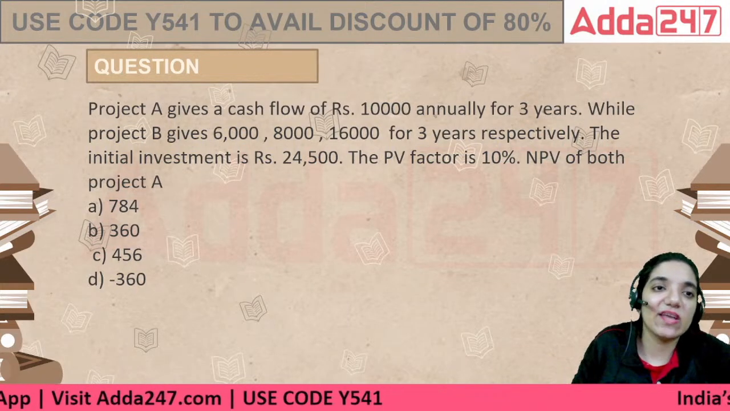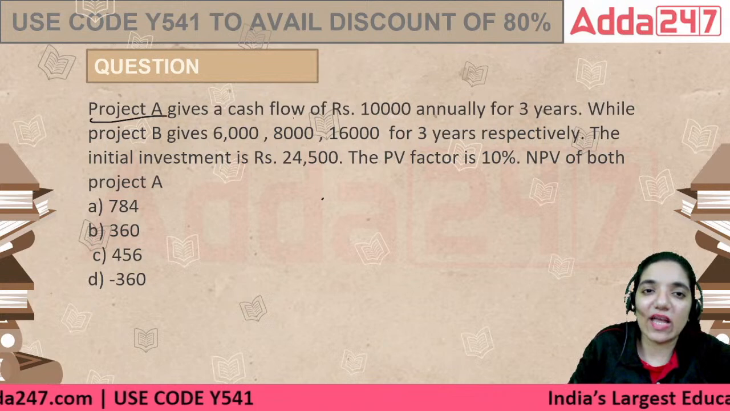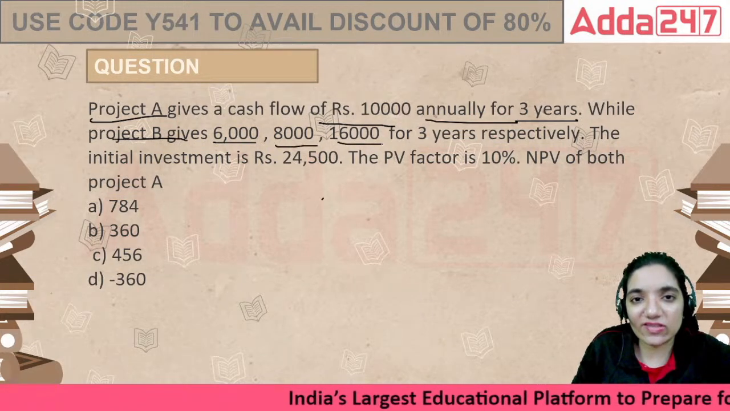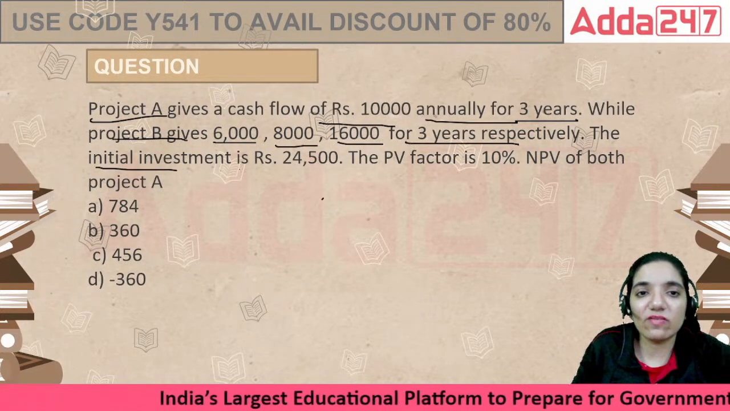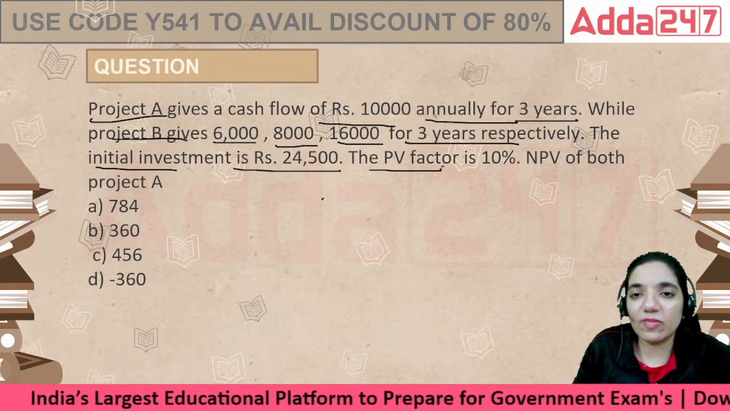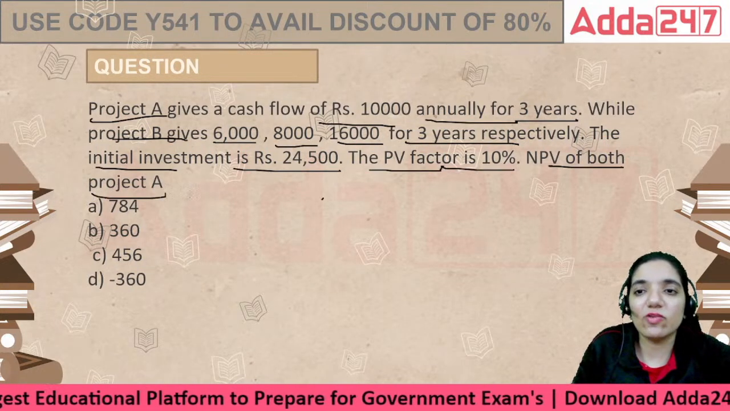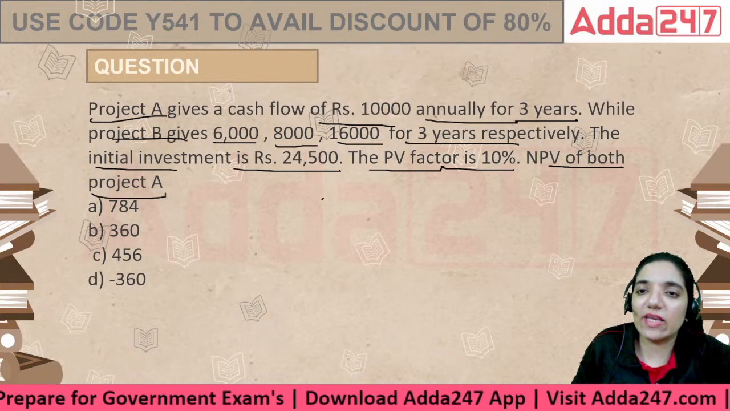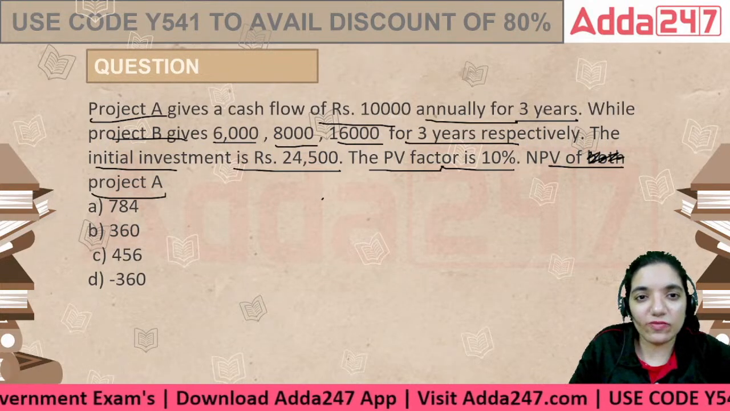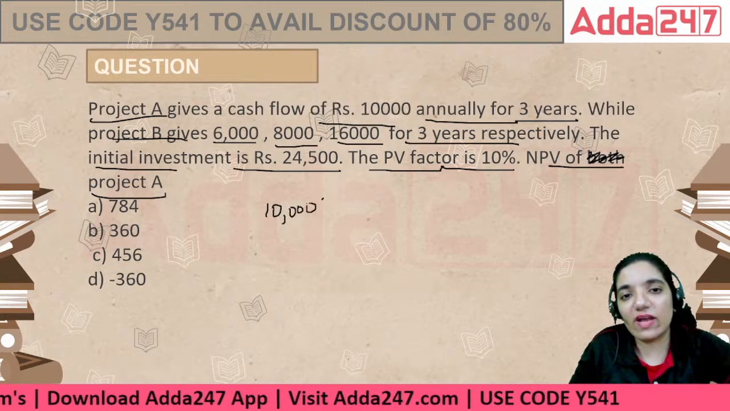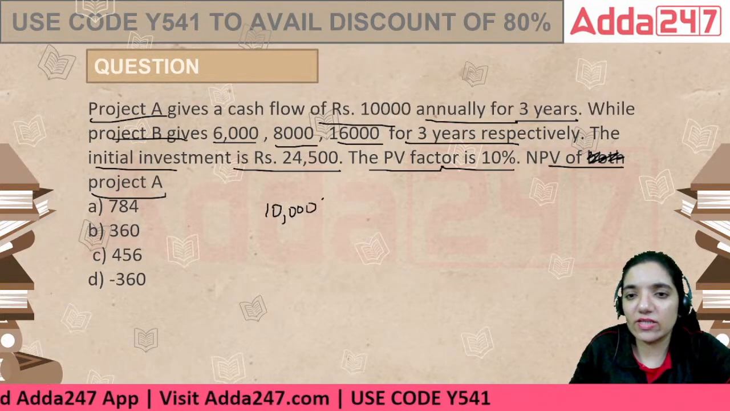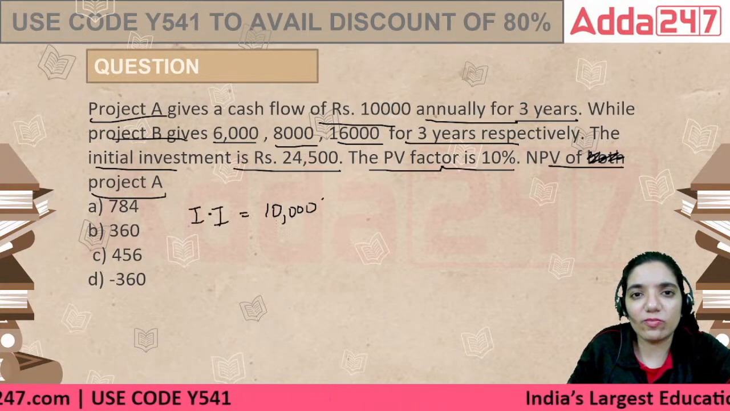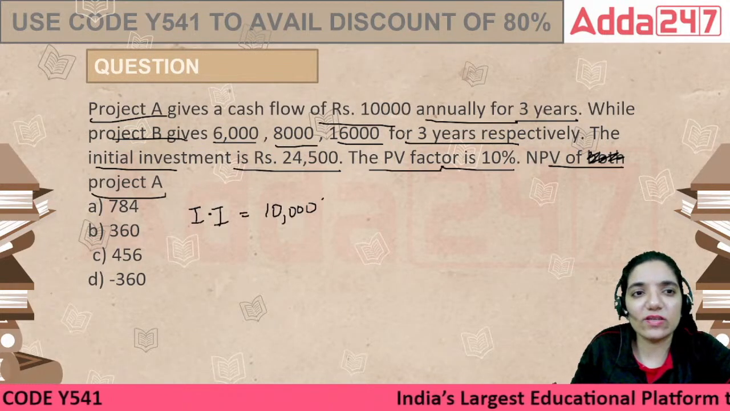That is the NPV method. Project A gives a cash flow of 10,000 annually for 3 years, while project B gives a cash flow of 6,000, 8,000, 16,000 for 3 years. The initial investment is 24,500. NPV is also given, and they are asking you what is the NPV of project A. Okay, let's talk about project A only first.